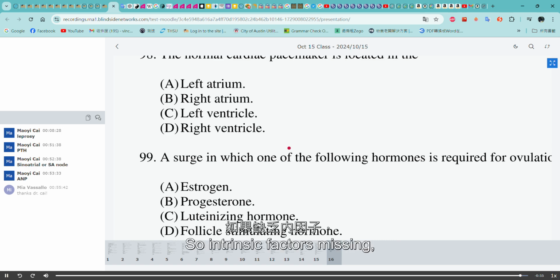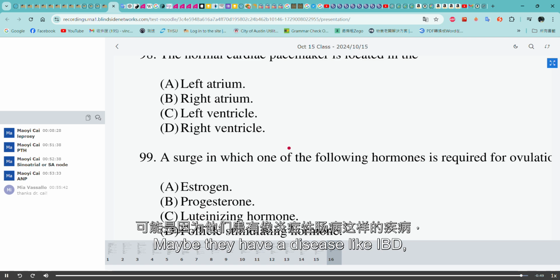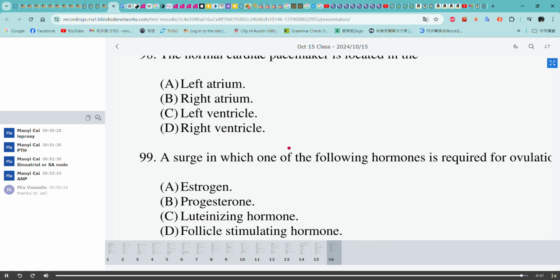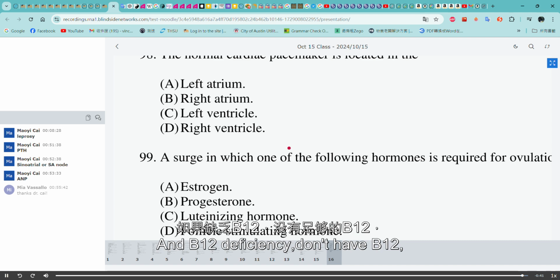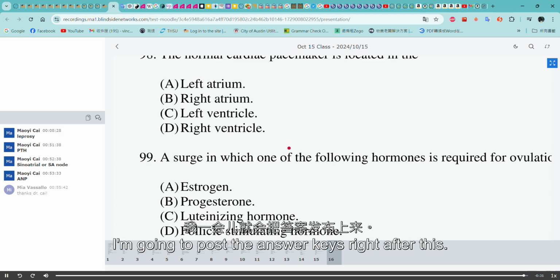So if intrinsic factor is missing, or the ileum is surgically removed, resected, why? Maybe they have a disease like IBD, Crohn's disease, right? You remove this part of the intestine, so B12 absorption will be affected. And with B12 deficiency, you don't have enough B12, and you get what? Pernicious anemia. Pernicious.